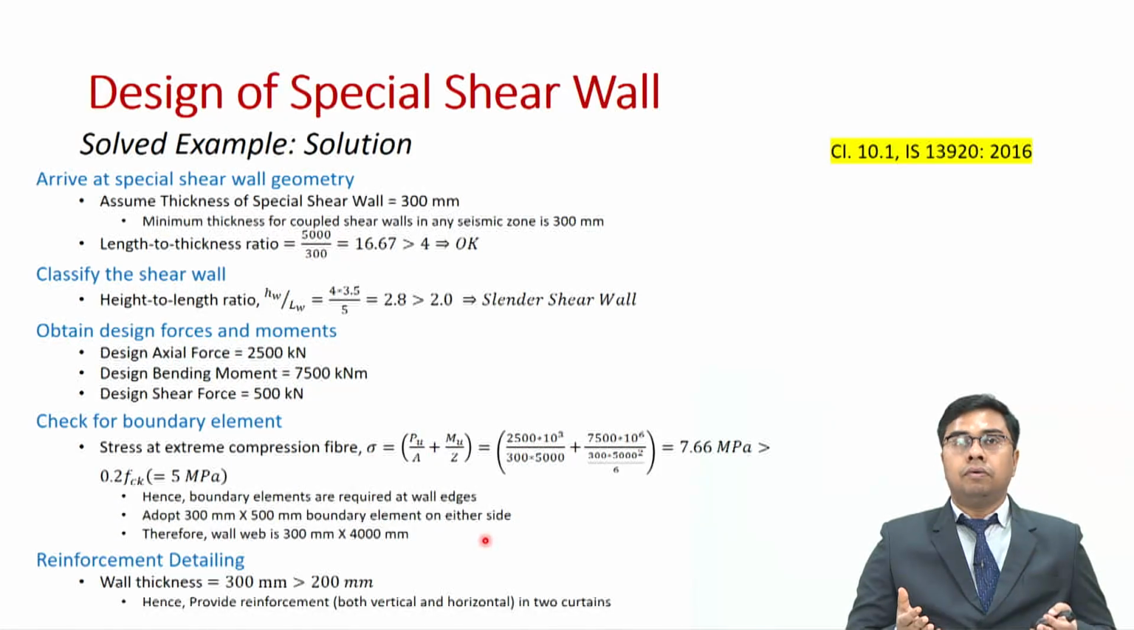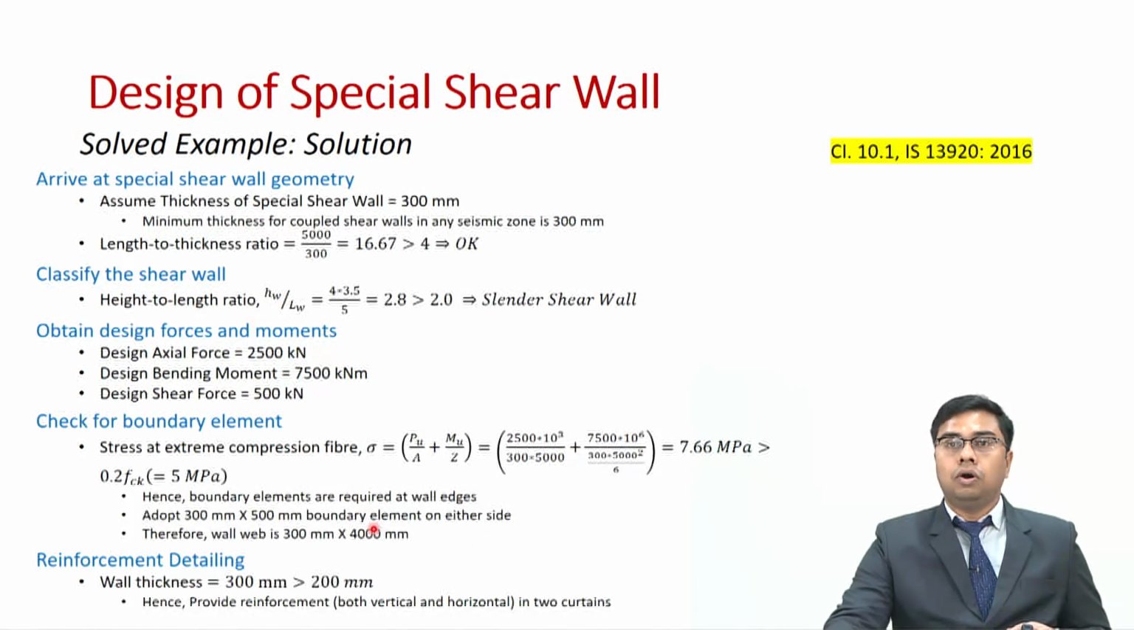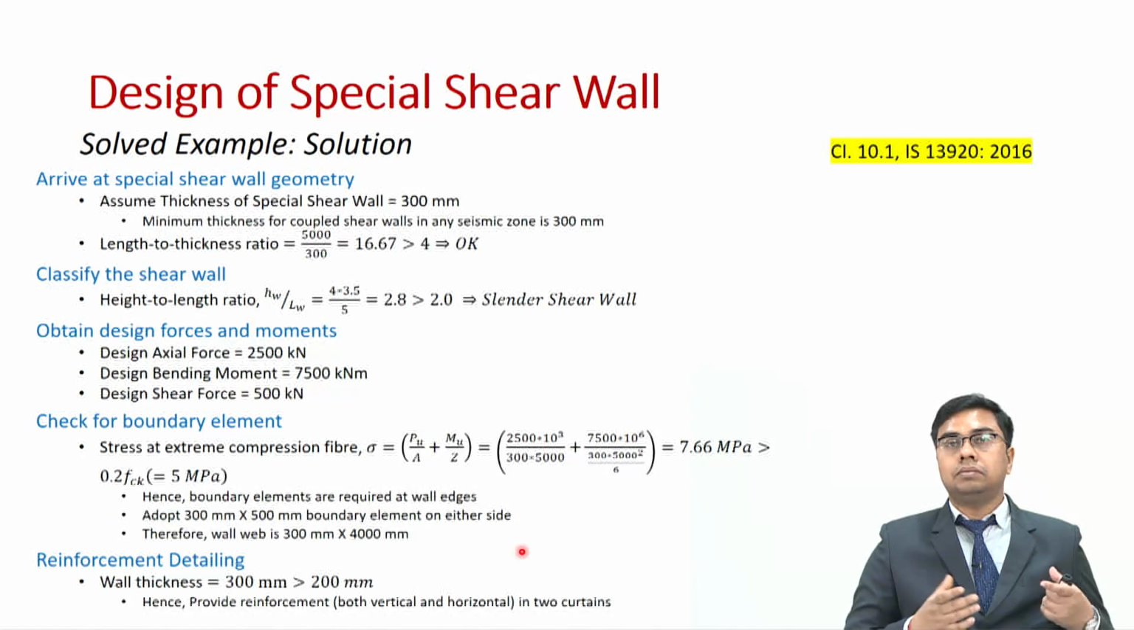Now, when we are choosing the boundary element, we should make sure that the boundary elements do not have an aspect ratio of, let us say, more than 2:1. Up to 2:1 is alright. So, in that case, we will adopt the length of the boundary element to be 500 mm. So, the boundary elements will be 300 millimeters by 500 millimeters.